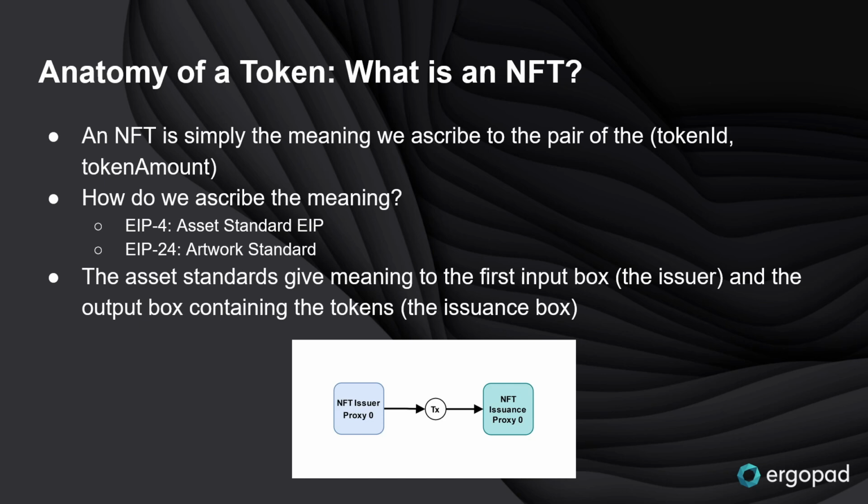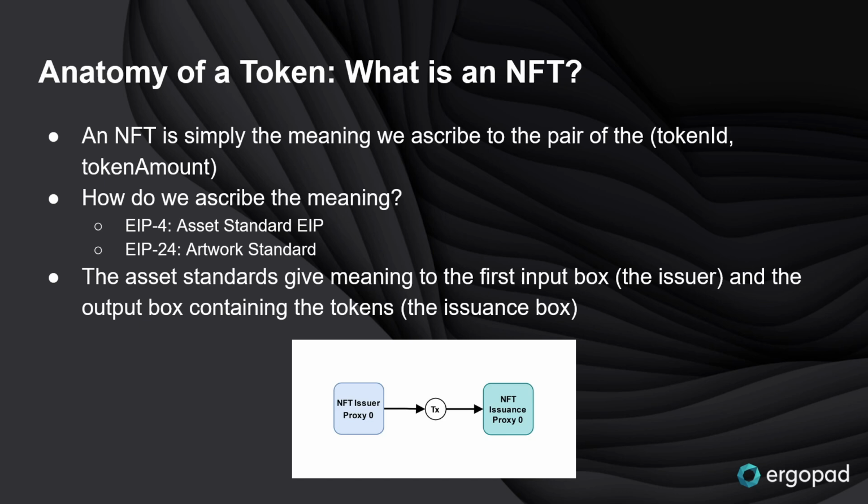And so how do we ascribe the meaning? Well, this is why we create the EIPs. EIP-4 defines the standard, which tells you how to mint tokens and what standard to follow in order to give them attributes. What type of token is it? Is it an NFT for art, or is it some utility token, or is it meant to be used as a currency for a project? And then we have EIP-24, which is the artwork standard, an extension of EIP-4 that applies specifically to NFTs that are to be used for art.